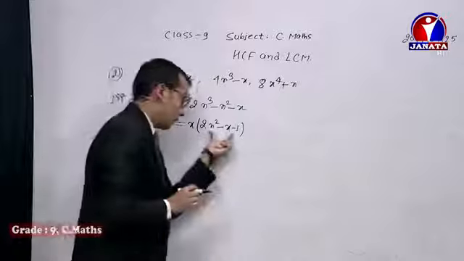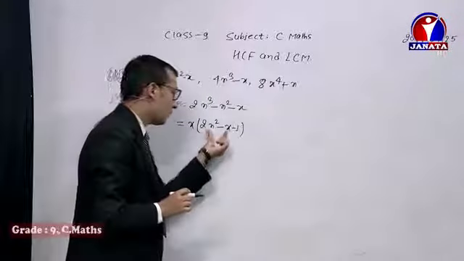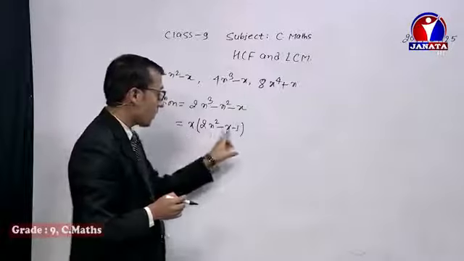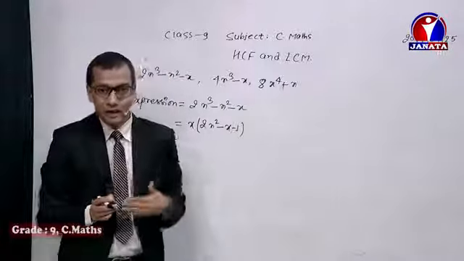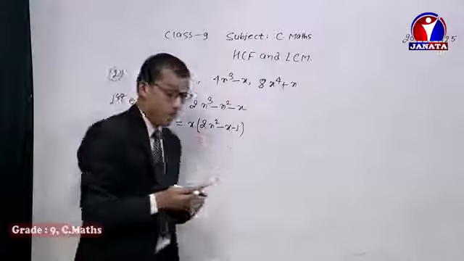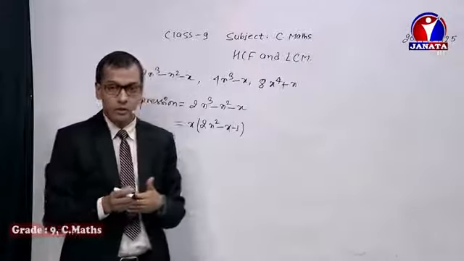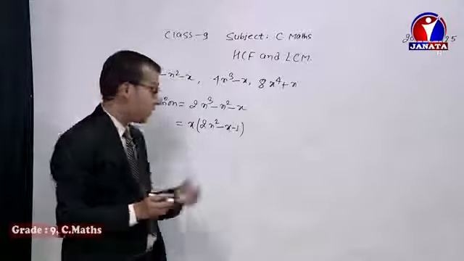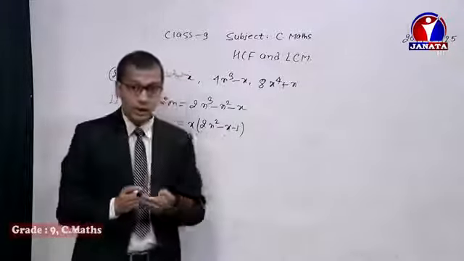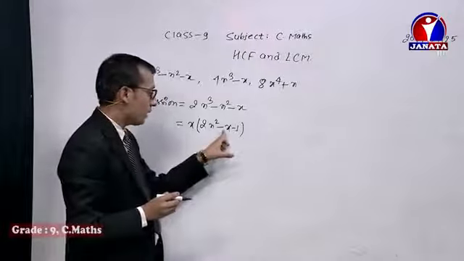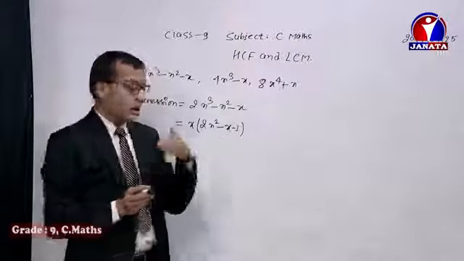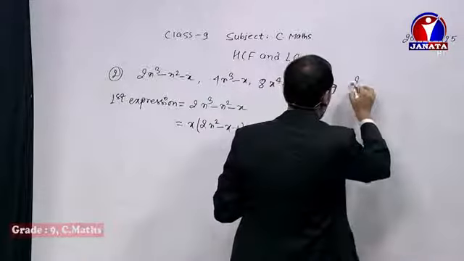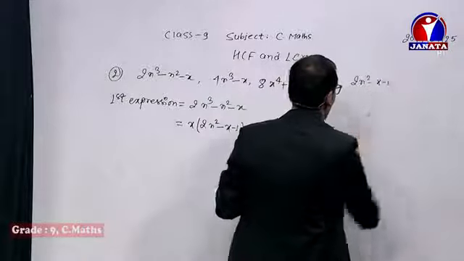Now let's think, can we factorize the three terms which are in the bracket, 2x square minus x minus 1? If there is a chance of further factorization, we need to factorize. So we can factorize this expression. This is a quadratic expression. There are three terms, 2x square minus x minus 1. What is the process of factorizing this?